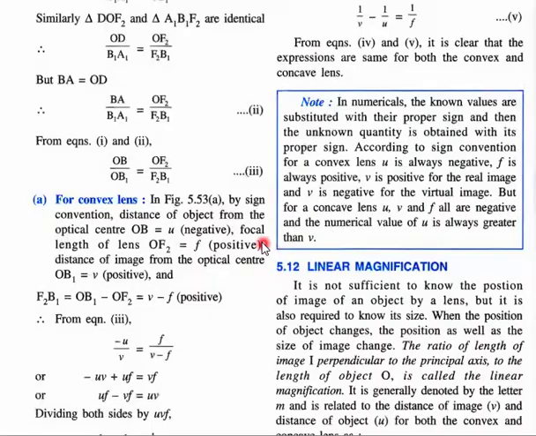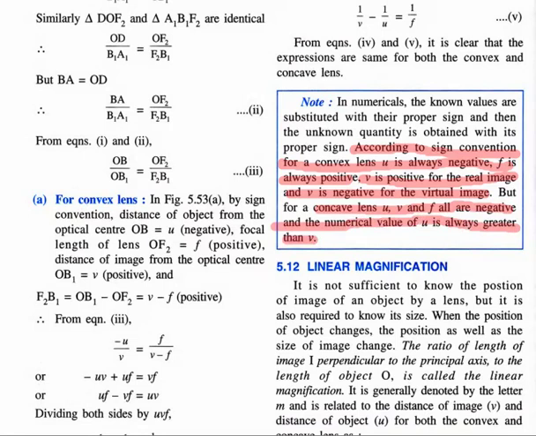Then note, here there is much to highlight. Just take a highlighter. According to the sign convention of the convex lens, u is always negative, as I told you, f is always positive, and v is positive for the real image, and v is negative for the virtual image. But for the concave lens, u, v, f are all negative, and the numerical value of u is always greater than v. Hope you get that.